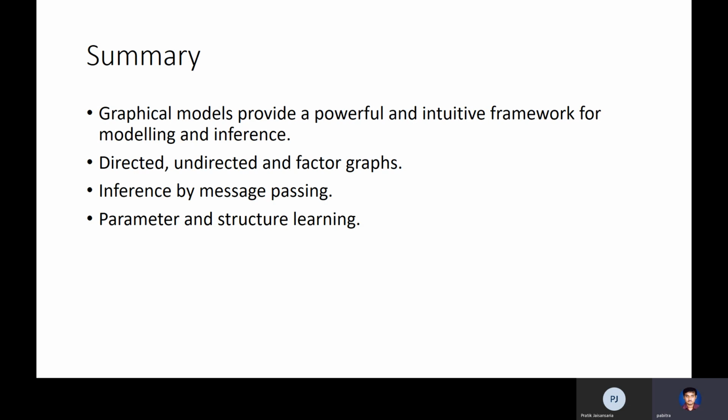Okay, so for more details, you can study the textbook by Daphne Koller, or you can study the textbook by Kevin Murphy.